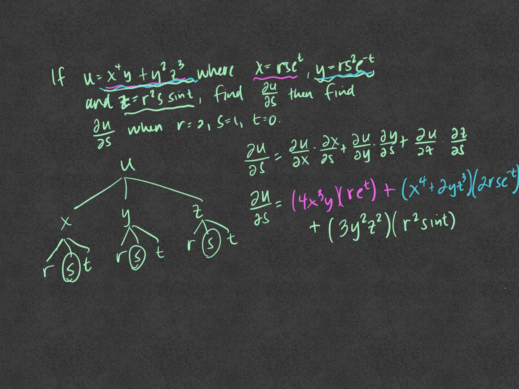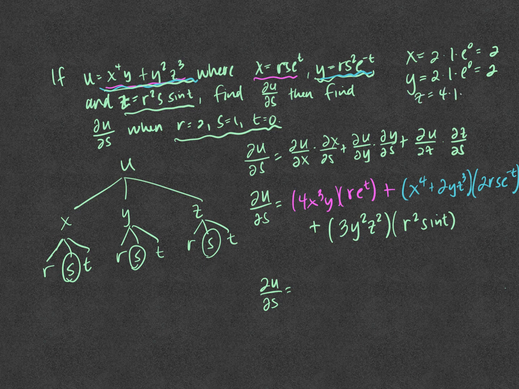So now let's talk about when r equals, let's use these values here. When r equals these values, then the partial of u with respect to s is going to be, notice that we have x, y, r's, e to the t's. So we're going to need x and y. So let's figure out x. X is 2 times 1 times e to the 0, which is 1, so x is 2. Y is 2 times 1 times e to the 0, so y is 2. And z is 2 squared, which is 4, times 1 times sine of 0, which is 0.